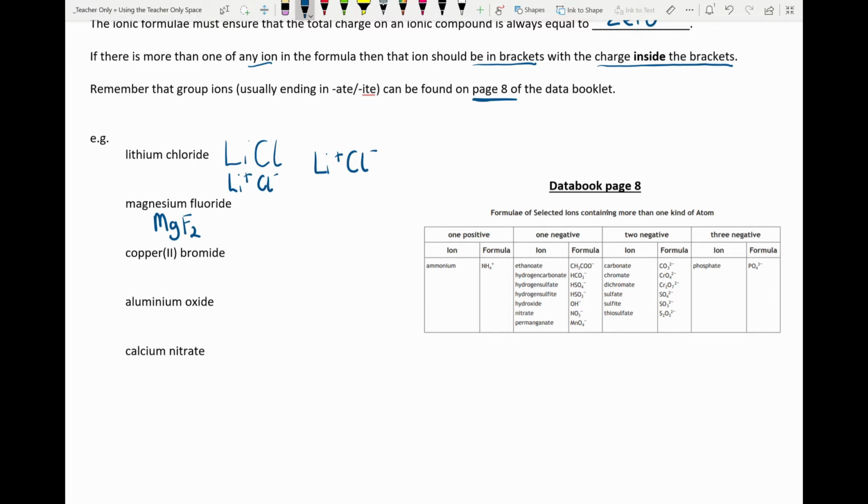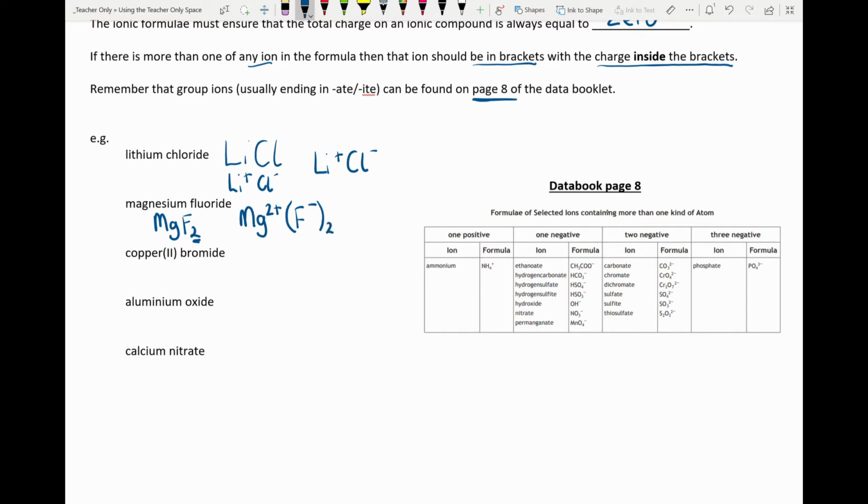So we look at each ion individually first. Magnesium is group 2 and it's a metal. Valency 2, so it will be Mg2+. Fluorine is F-, it's in group 7, same as chlorine, which means it has a valency of 1 and it's a non-metal. But because we have two of them, we're going to pop that whole ion in brackets and then put our 2 on the outside.